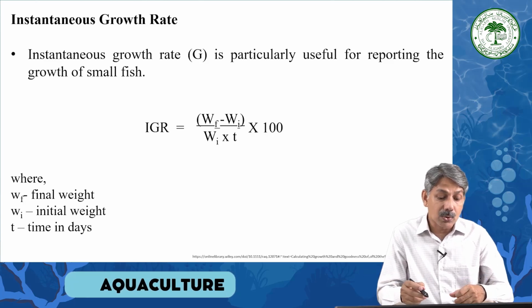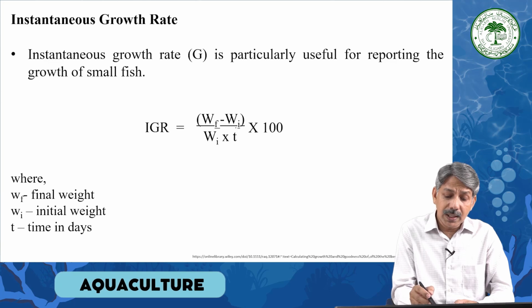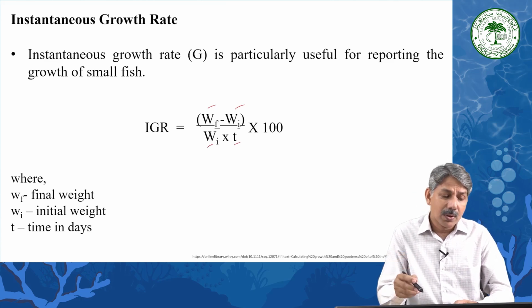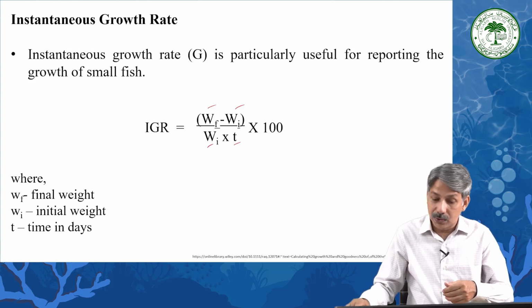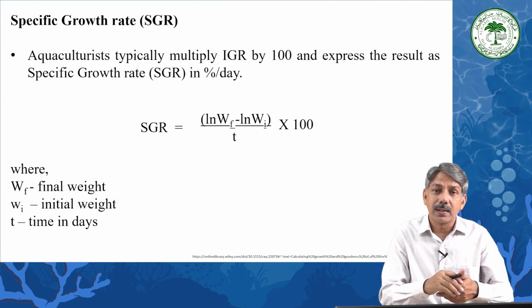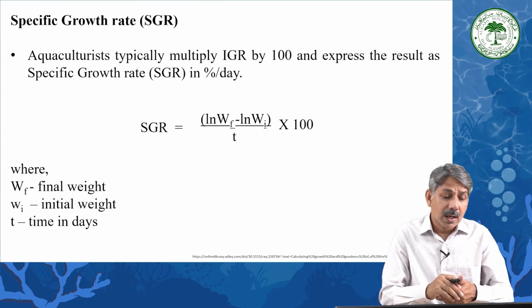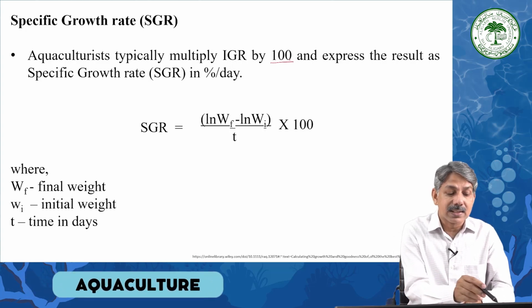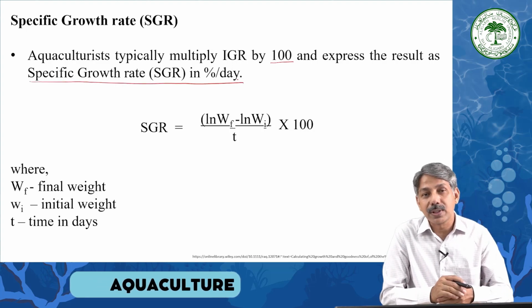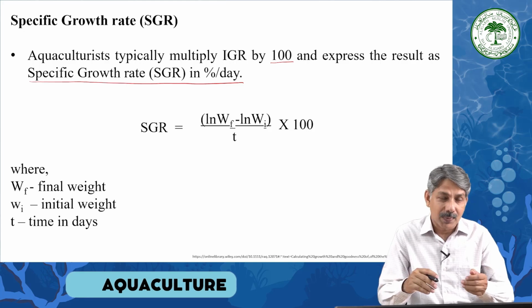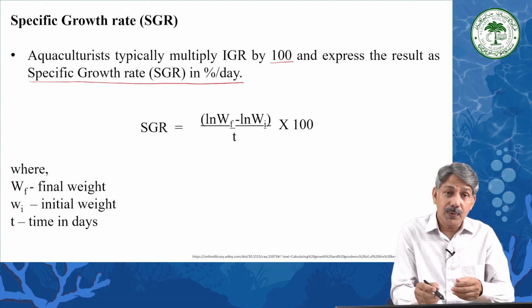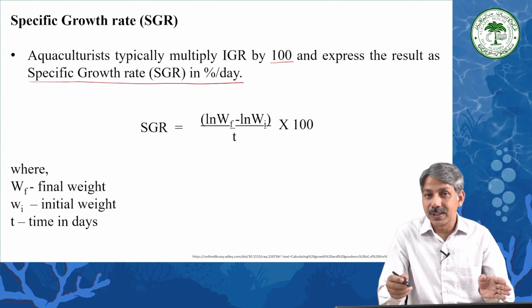Now, instantaneous growth rate. Here, what we do, we again take final weight minus initial weight, over initial weight multiplied by time, into 100. The product is what we call instantaneous growth rate. This is quite popular, especially in the case of small fishes. Aquaculturists typically multiply IGR, instantaneous growth rate, by 100 and express the result as SGR. This is a very common expression when you are seeing any of the aquaculture growth trials, usually for fish nutrition and related studies. And this is a very reliable parameter in order to understand the growth pattern.